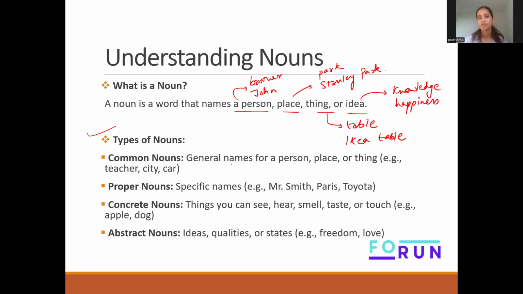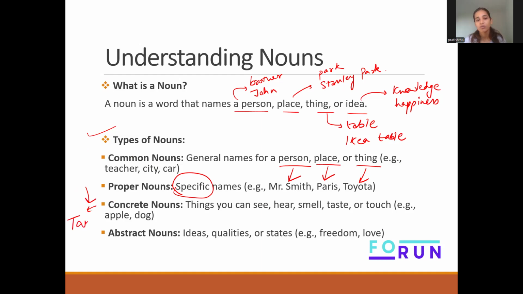Common nouns, right? They refer to general people or things, for example, teacher, brother, city, car. Right now, we are not talking about particular ones. They are extremely common things that we see around us. So general things. A proper noun is talking about specifics, right? If I say a person, it is Mr. Smith. If I say a place, it is Paris. If I talk about a thing, it could be probably a Toyota car, or a Tesla car or any other car. So it's just an example. Similarly, we have different nouns, could be common, could be proper. Now you know it.